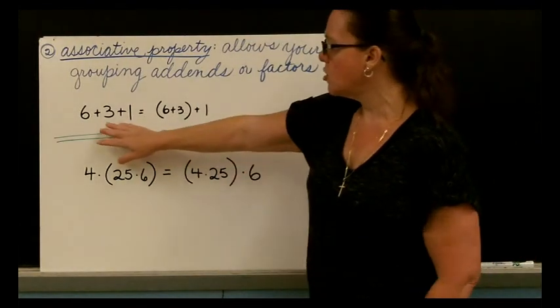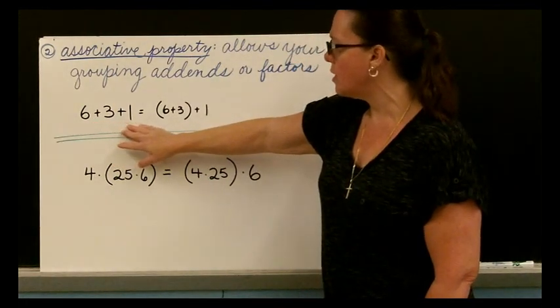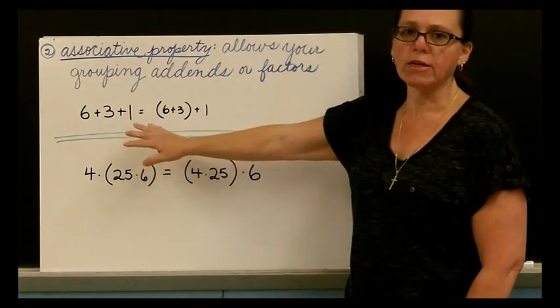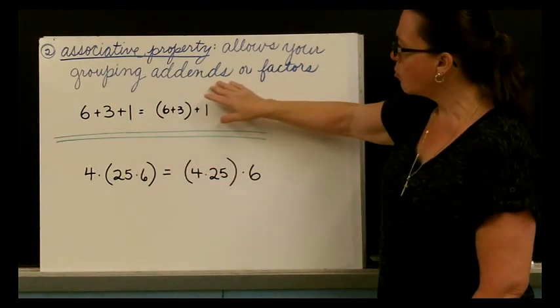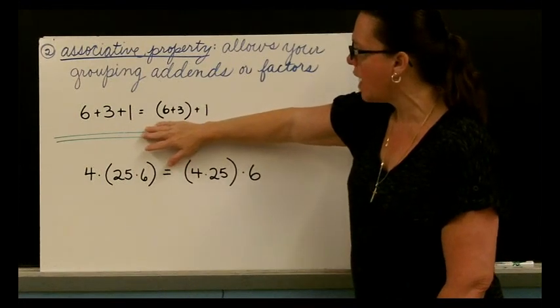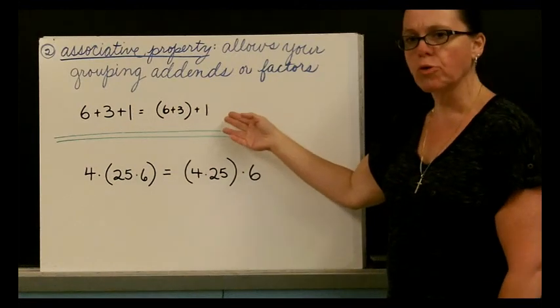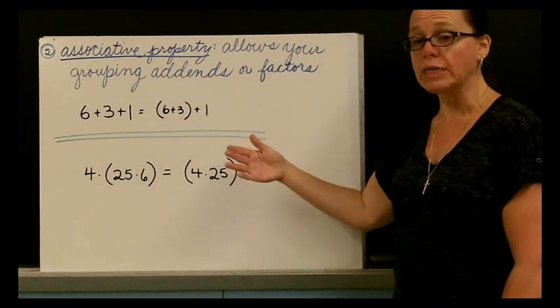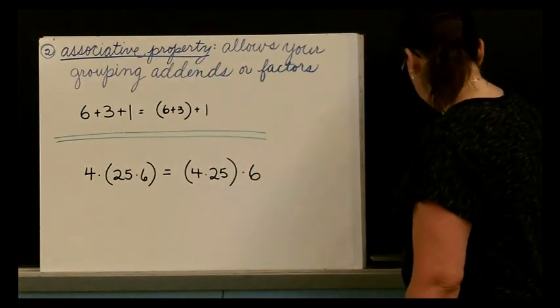Let's take a look at the addition example. We have 6 plus 3 plus 1. Now that's a pretty simple fact, and I know that you already know that that equals 10. But the associative property shows that if you wanted to, you could group two of the addends if that helps you to get to your sum faster or more easily. Here's an example with multiplication.